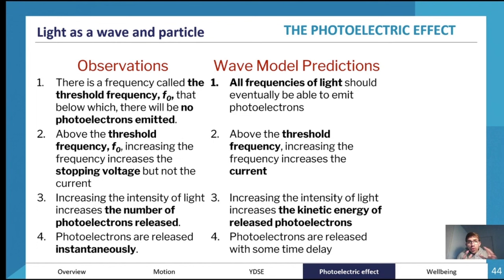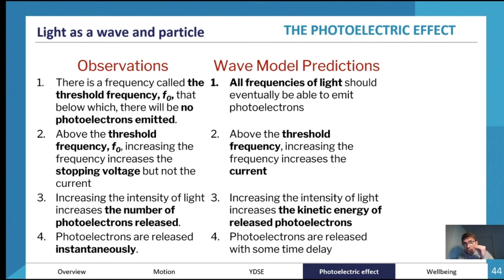According to the wave model, above the threshold frequency, increasing the frequency increases the current. But it was the opposite again. Above the threshold frequency, increasing the frequency increases the stopping voltage. Because for a particle, it's not the intensity that matters, it's the frequency that matters, right? Particle means frequency affects energy. Wave means intensity affects energy, not frequency. According to the wave model, increasing the intensity of light increases the kinetic energy, but according to the particle model, increasing the intensity increases the number of photoelectrons, it increases current.